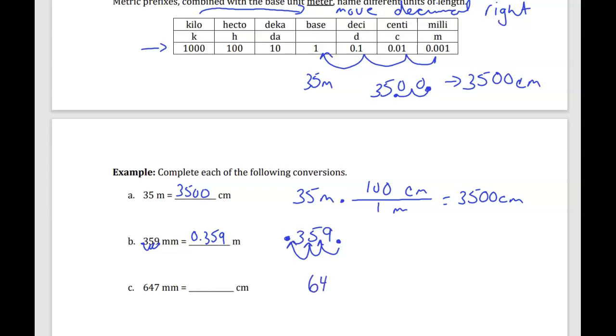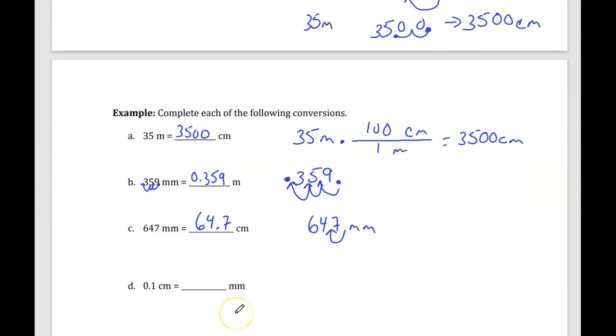We have 647 millimeters. So then I'm going from millimeters to centimeters. I'm jumping 1 to the left. So that would be 64.7 centimeters.